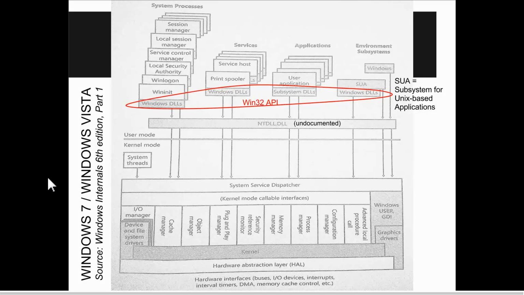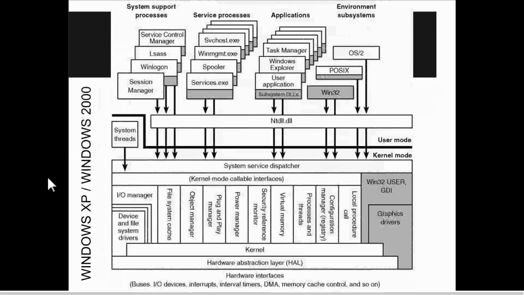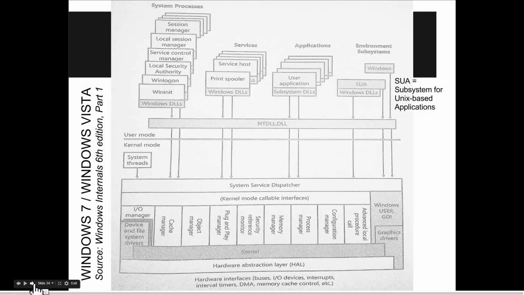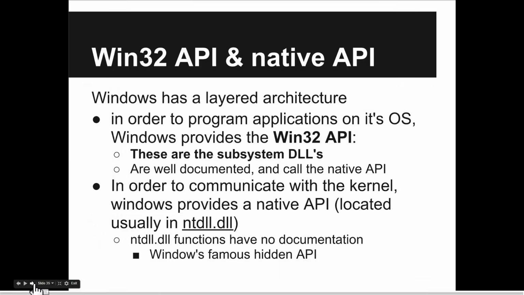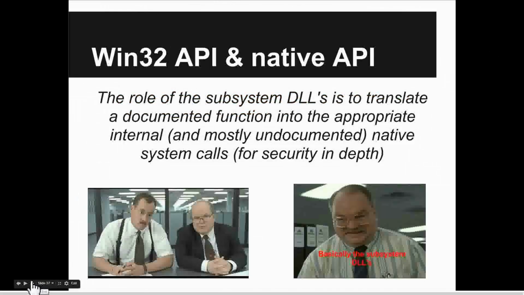So environment subsystems are interesting. I'm going to go back a couple of slides. Here we have environment subsystems. OS2 and POSIX mean basically there are subsystems explicitly for compatibility with OS2-using operating systems, and POSIX-using operating systems also. And here SUA stands for Subsystem for Unix-based Applications. So there's some sort of support for Unix built into Windows through that subsystem.